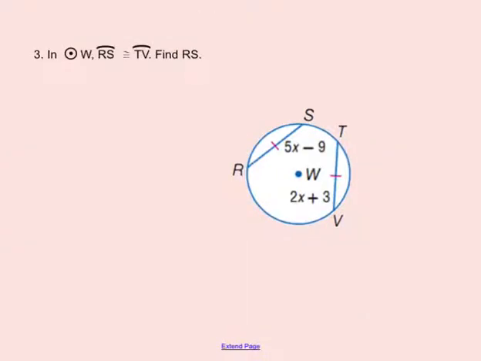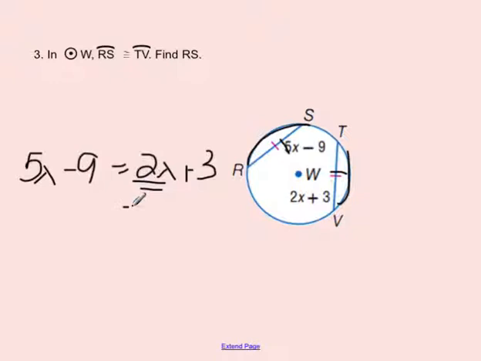Next, let's take a look at number 3. In circle W, we know that RS is congruent to TV. So again, that means that our chords are congruent. So 5x minus 9 is equal to 2x plus 3. So here's my smaller amount of x's. So I'm going to go ahead and subtract that over to the other side.